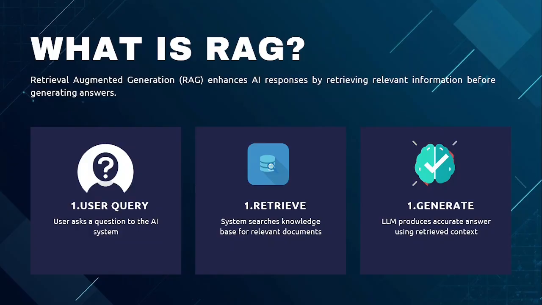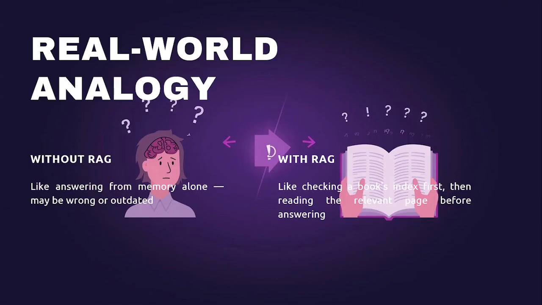Let's make this even more relatable. Think about how you answer the questions. If someone asks you something important, you do not just guess. You check, search, and you confirm, and then you answer. That's exactly what we are making AI do.